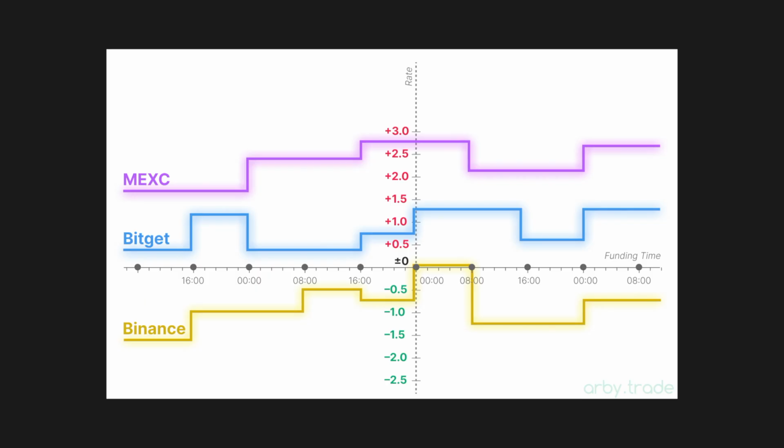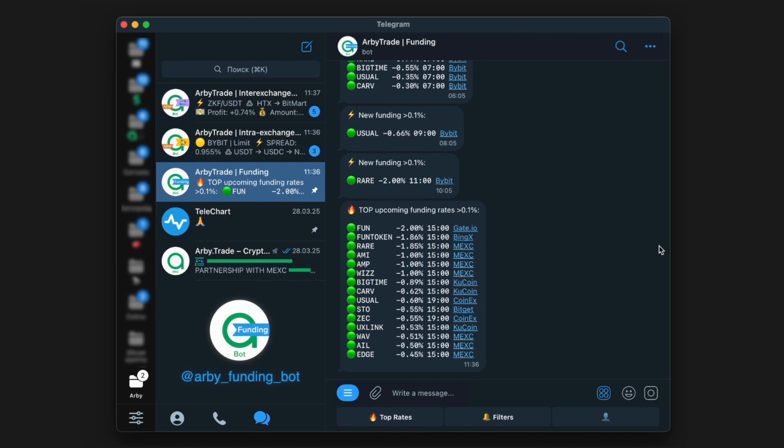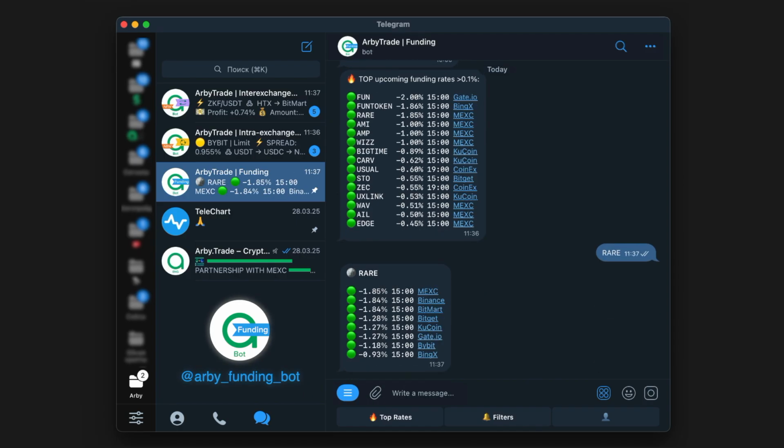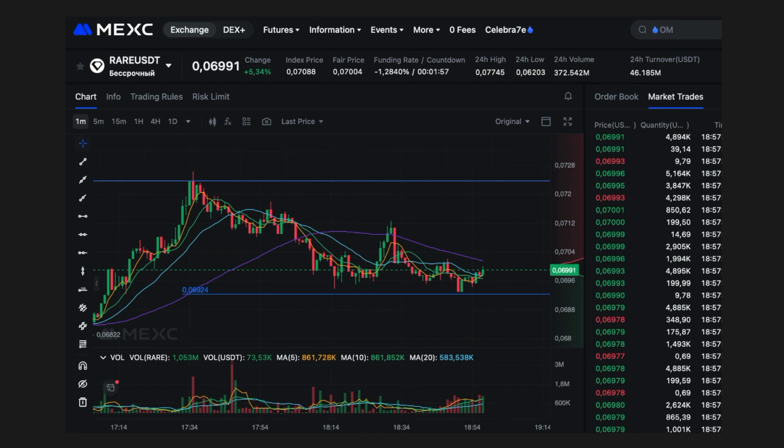Now, we need to figure out where to find funding rate information, as we're interested in both negative and positive rates. The key is that the percentage should be as high as possible. A Telegram bot called Arby.Trade helps in this. It shows which exchanges and coins currently have the highest funding rates and sends notifications at a user-set time before the funding calculation, highlighting the highest rates. We'll talk about the bot's settings later. It's nothing complicated. All we need to do is follow the link from the bot to the exchange's trading terminal and open a position. And this is where things get interesting.